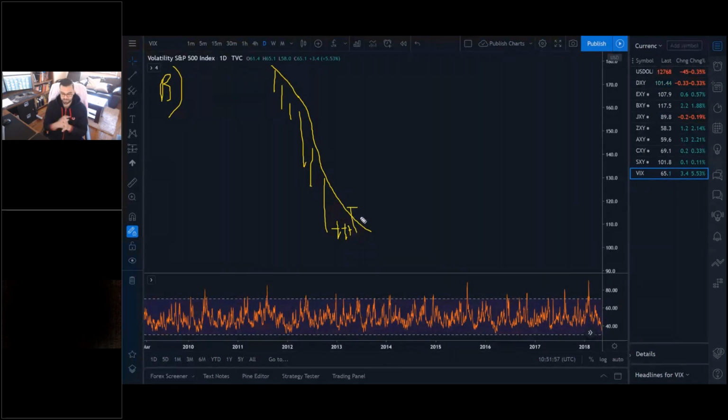But the next step is we're going to look for that reversal. We're going to look for whether it comes back to the pullback region or it comes back to that corrective region. That's where we're looking for that dead cat bounce reversal to take place.